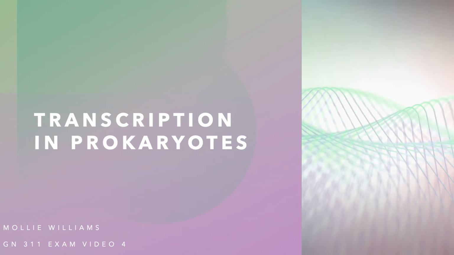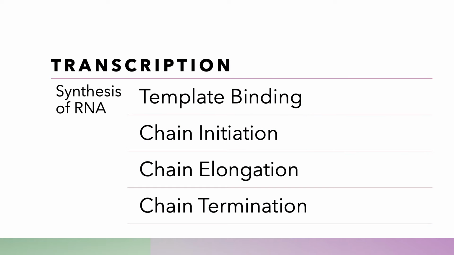Today we will be talking about transcription in prokaryotes. The enzyme RNA polymerase copies the DNA strand by making phosphodiester bonds in the 5' to 3' direction to join nucleotides together. RNA polymerase does not require a primer to begin synthesis. The steps are as follows.